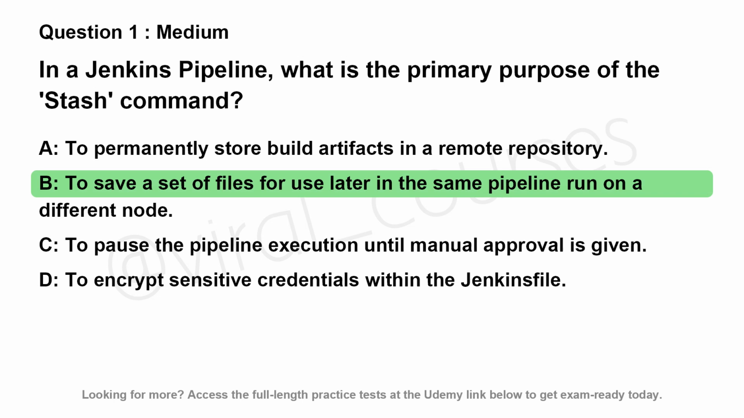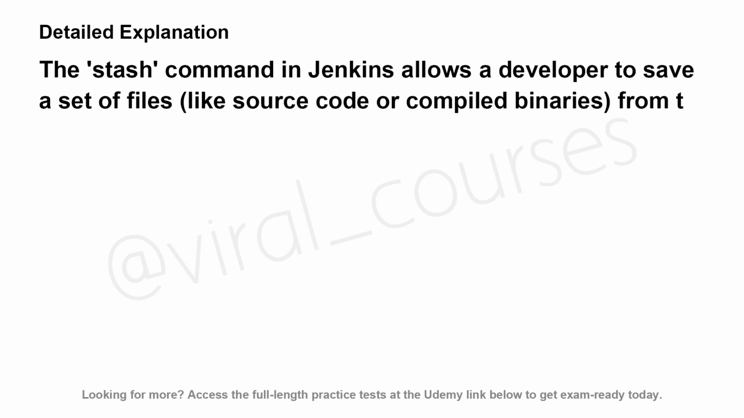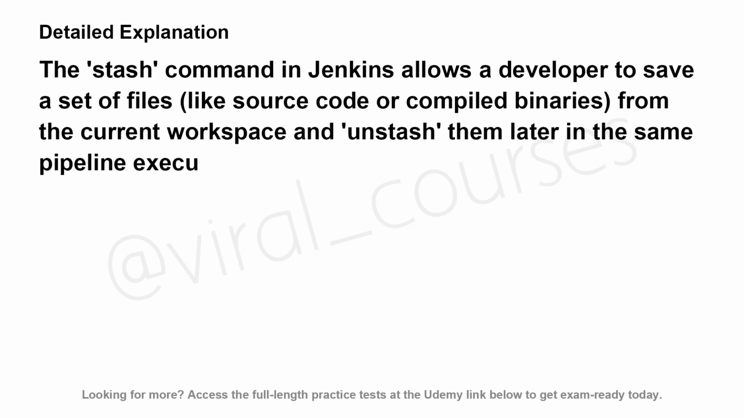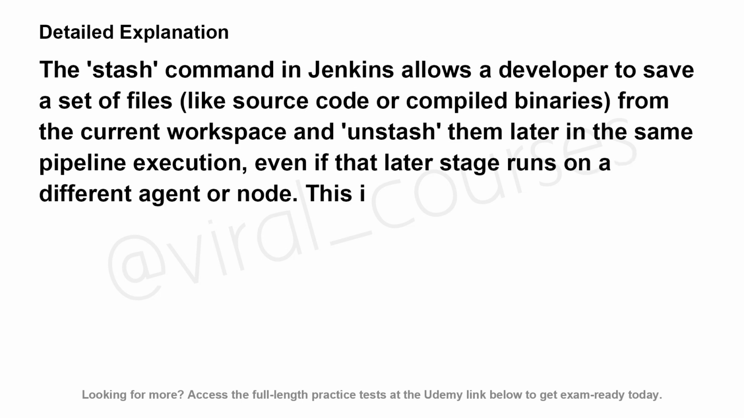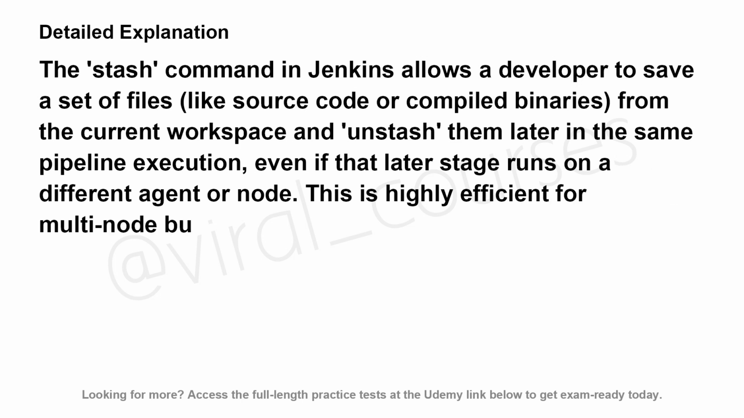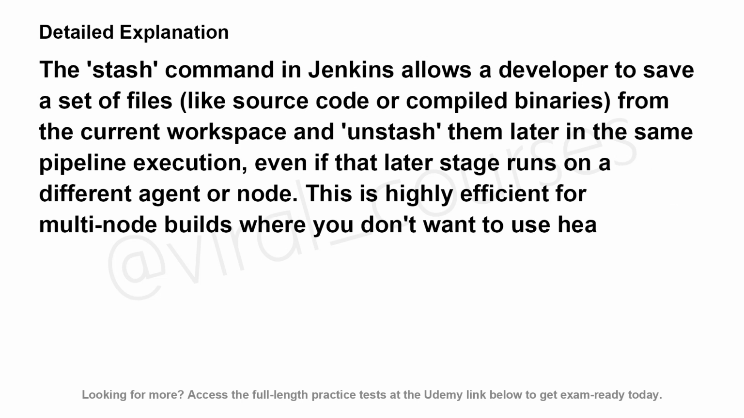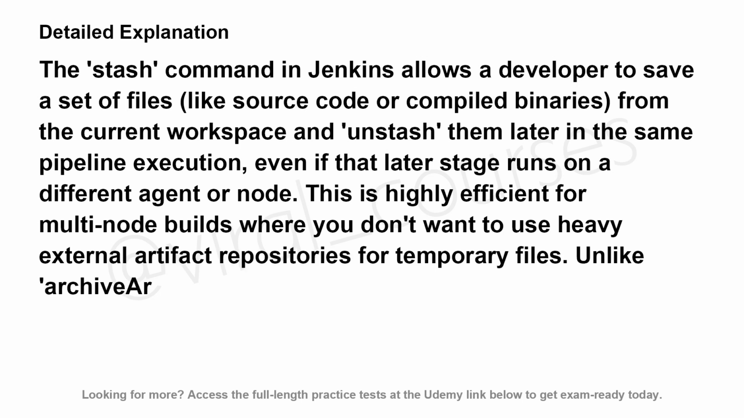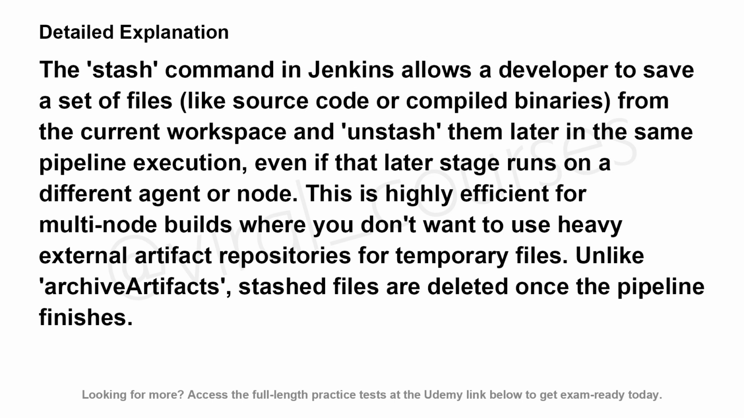The correct answer is B. The stash command in Jenkins allows a developer to save a set of files, like source code or compiled binaries, from the current workspace and unstash them later in the same pipeline execution, even if that later stage runs on a different agent or node. This is highly efficient for multi-node builds where you don't want to use heavy external artifact repositories for temporary files. Unlike archive artifacts, stashed files are deleted once the pipeline finishes.